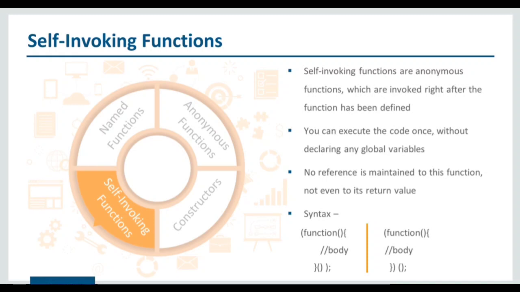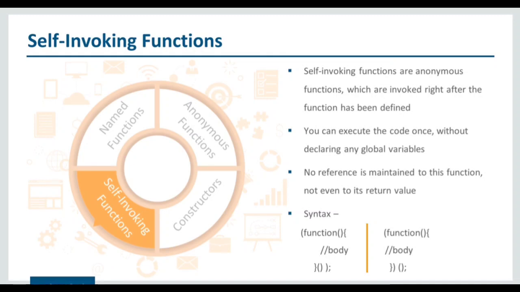Now what is the self-invoking function? These functions are anonymous functions which are invoked right after the function has been defined. You can execute the code once without declaring any global variable. No reference is maintained to this function, not even its return value.